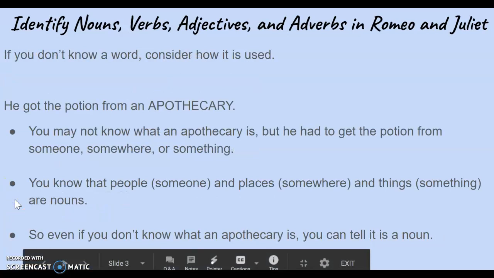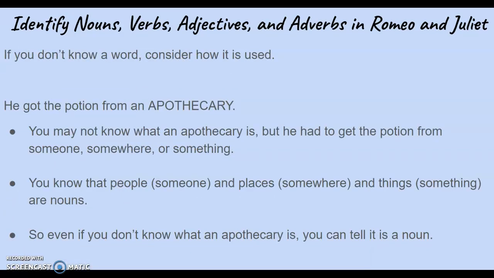All right. If you don't know a word, like maybe you don't know what the word means, that might happen. It's impossible to know every word in the English language. So, of course, you're going to run into words and you don't know what the word means. It happens to everybody. It's normal. So, what happens when you run into that on a quiz? Well, I want you to consider how it's used because I bet you can figure out, even if you can't figure out what the word means, I bet you can figure out its part of speech by how it's used.